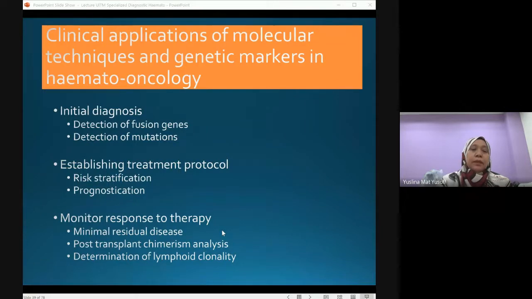And for some leukemia patients, they usually need to go for transplant. So we can use this technique to monitor post-transplant chimerism analysis, which I will show later, and also to determine the lymphoid clonality for some cases of lymphoma or acute lymphoblastic leukemia.